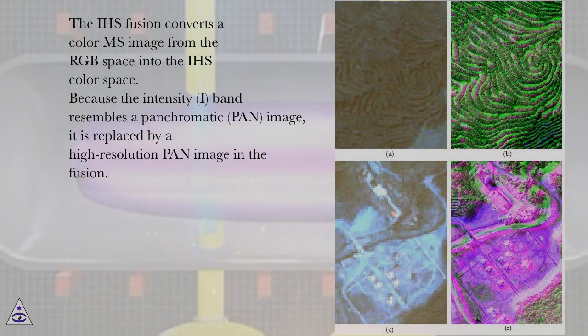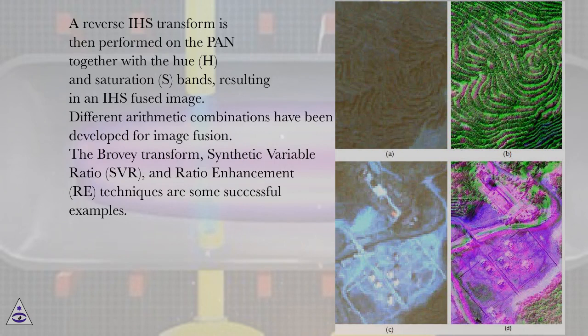The IHS fusion converts a color MS image from the RGB space into the IHS color space. Because the intensity, I, band resembles a panchromatic, PAN, image, it is replaced by a high-resolution PAN image in the fusion. A reverse IHS transform is then performed on the PAN together with the hue, H, and saturation, S, bands, resulting in an IHS fused image.